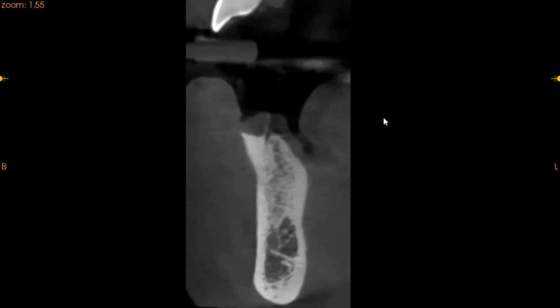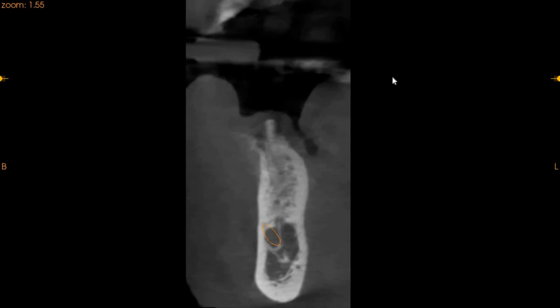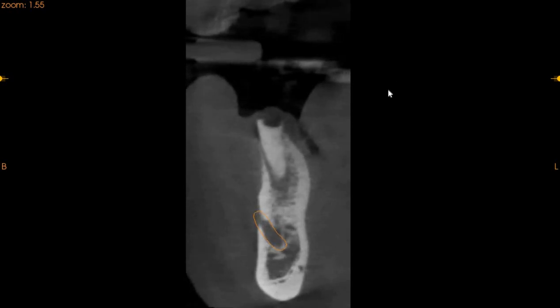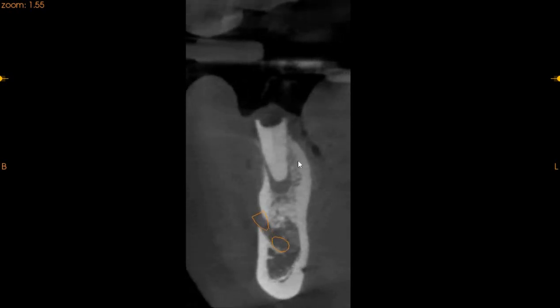Moving distally towards the second premolar, this is where we are. This is the second premolar, and here we can see we've got a periapical radiolucency. We've got roots which are completely destroyed. We've got grossly carious BDRs. And the distance from the periapical radiolucency to the mental foramen is approximately 7 millimeters.